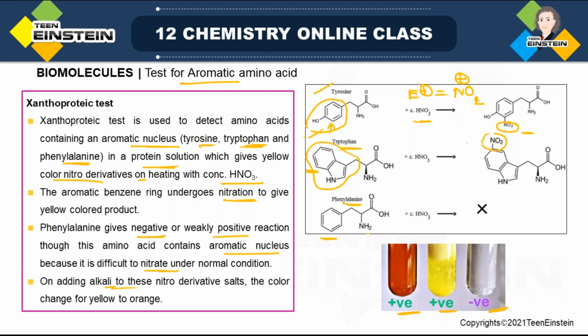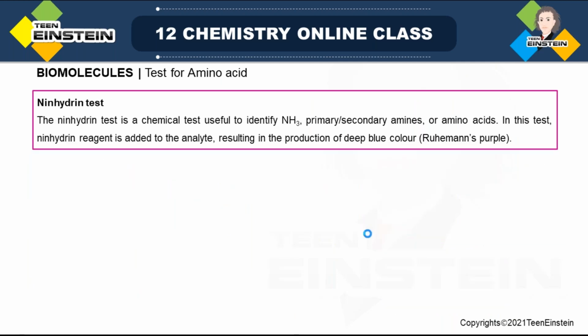Okay, now the third test, which is very common. This test is done to identify whether any amino acid is present or not. Not just amino acids, you can do this test for any primary or secondary amine. We know that an amino acid has a primary amine group, so it is positive for any primary or secondary amine. So this is primary, this is secondary, and as we know in amino acids the primary NH2 group is present, so it will give a positive test. It is even positive for ammonia.